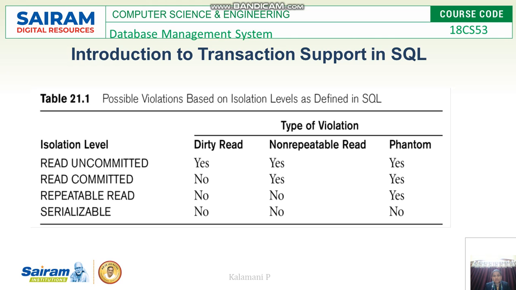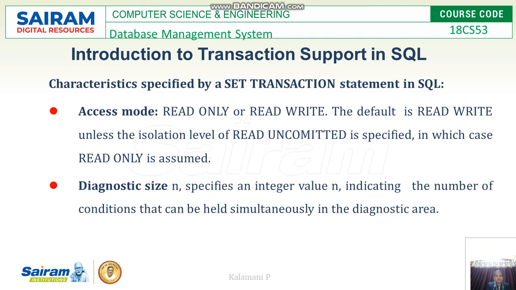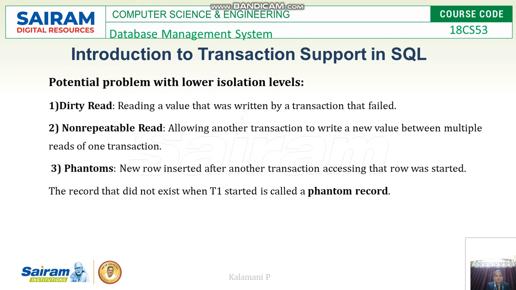So this is the introduction to transaction support in SQL. We know that every transaction is atomic and there is no explicit begin and end transaction statement in SQL operations. We have seen three different things specified with a set transaction: access mode, diagnostic size, and isolation level. When specifying the isolation level, we should concentrate on the three potential problems: dirty read, non-repeatable read, and phantoms. That's all about transaction support in SQL.